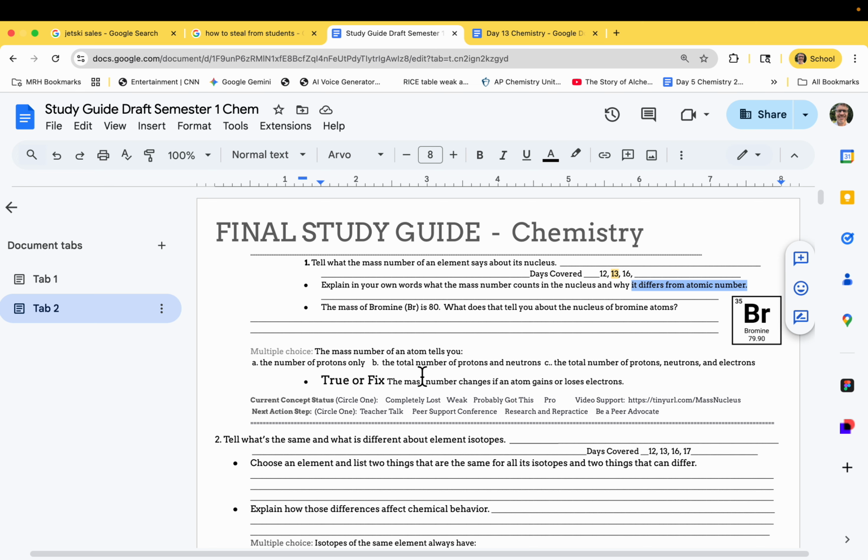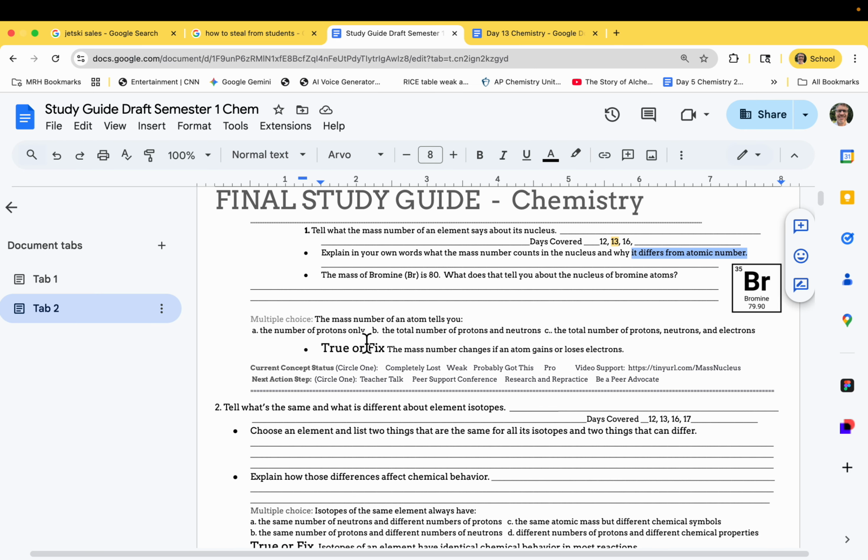Multiple choice. The mass number of an atom tells you A, the number of protons only, B, the number of protons and neutrons, C, the total number of protons, neutrons, and electrons. So technically the best option here is B, total number of protons and neutrons.